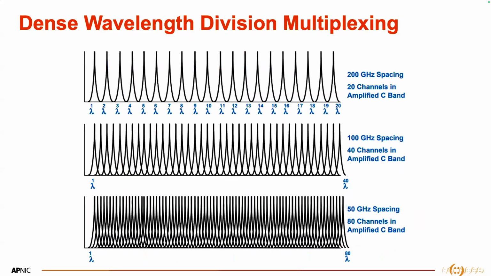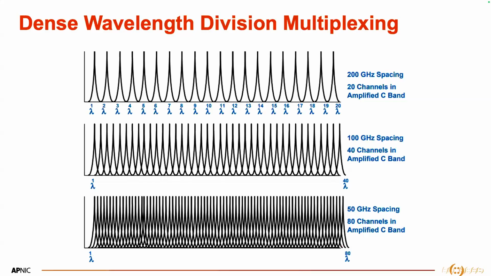If we take a look at different channel spacings, your traffic carrying spectrum will look like this. As you can see, for 200 gigahertz spacing, there are 20 channels in the C band. For 100 gigahertz spacing, there are 40 channels. For 50 gigahertz spacing, there are 80 channels. So for different kinds of spacing, there are different numbers of channels.